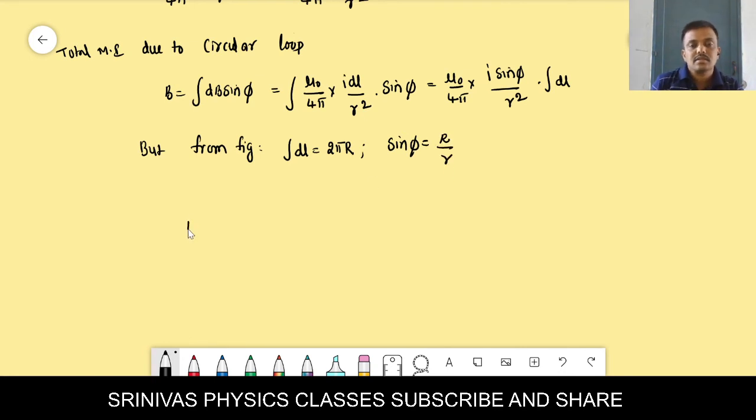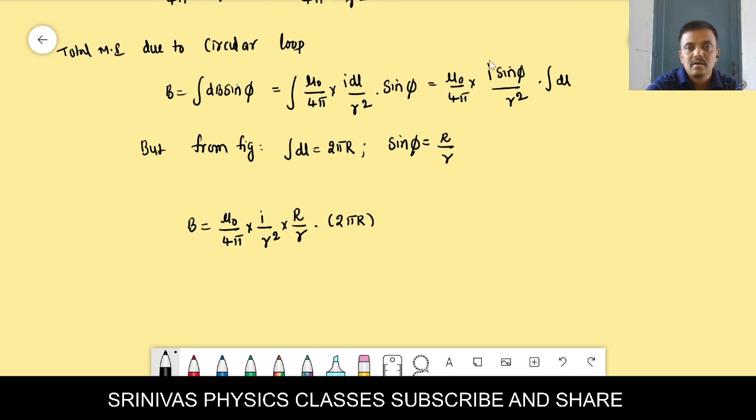Now substitute in that. Mu naught by 4 pi into I by r square into sin phi, which is capital R by small r. Integration dl is 2 pi r. Is it correct? What I did here: in place of sin phi I am writing capital R by small r, and in place of integration dl, I am writing 2 pi r. Then I will get like this, that is B is equal to mu naught, what you will get, tell me?